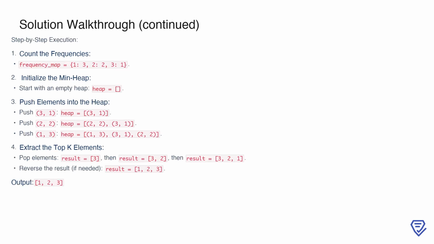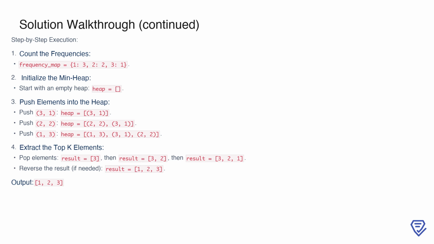Finally, let's look at an example with a larger k value, where the input is nums equals 1, 1, 1, 2, 2, 3, and k equals 3. The first step is to calculate the frequencies, giving us 1: 3, 2: 2, 3: 1. With this frequency map, we initialize an empty heap. We then push each element into the heap as frequency-number pairs.